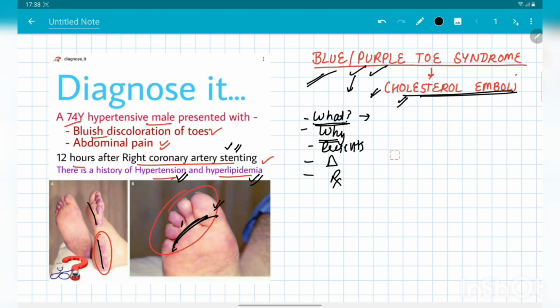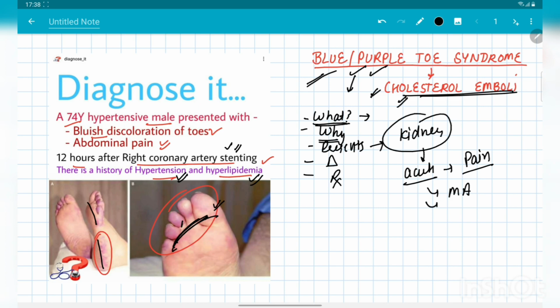Now I have told you the other systems involved, like the kidney. In the kidney, in acute cases, the symptom by which the patient presents is pain, basically flank pain. In laboratory tests, what we can get is microalbuminuria, microproteinuria, and microhematuria also.